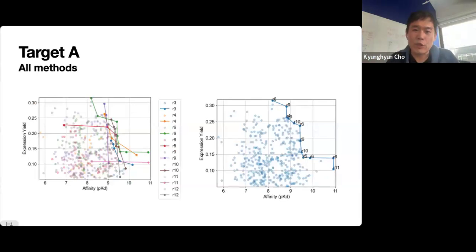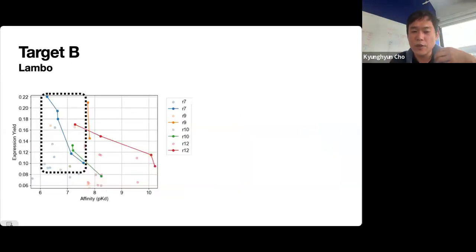Obviously, Lambo is just one of the methods. We use so many different methods, as you can see here. What we end up with is that every time we run these rounds, we push the frontier further and further up toward the top right corner. I'm showing you only 2 major properties that we care about, but of course, there are many other properties that we consider as well. Let's look at the second target.